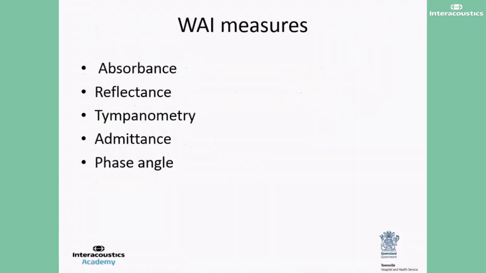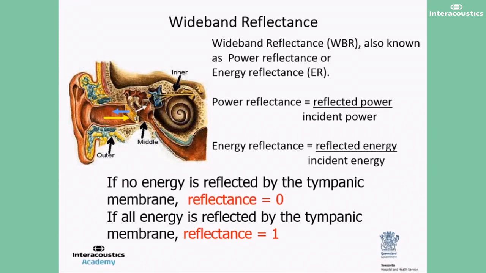Wideband acoustic immittance measures refers to a family of measures, and it includes absorbance, reflectance, admittance, phase angle, resonance frequency, various measures. However, in this webinar, we'll be concentrating only on the absorbance measures. So let's start with wideband reflectance.